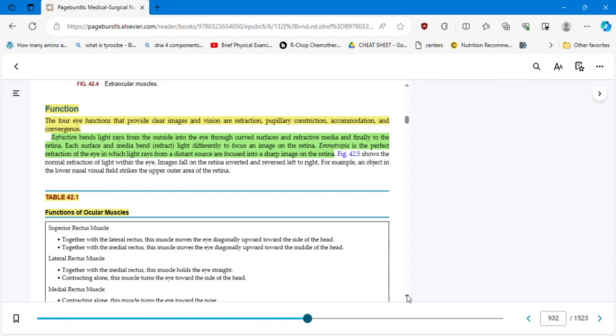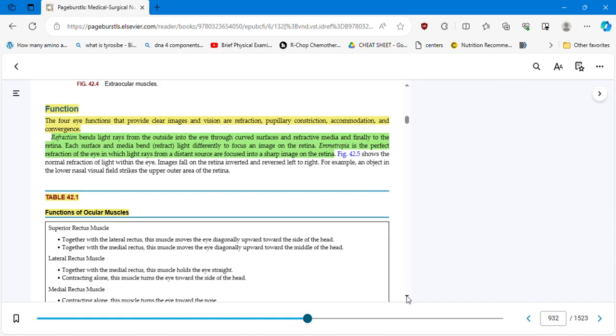The four eye functions that provide clear images and vision are refraction, pupillary constriction, accommodation, and convergence. Refraction bends light from the outside through the eye through curved surfaces and refractive media, and finally to the retina. Each surface and media bends light directly to focus an image on the retina. Emmetropia is the perfect refraction of the eye in which light rays from a distant source are focused into a sharp image on the retina.